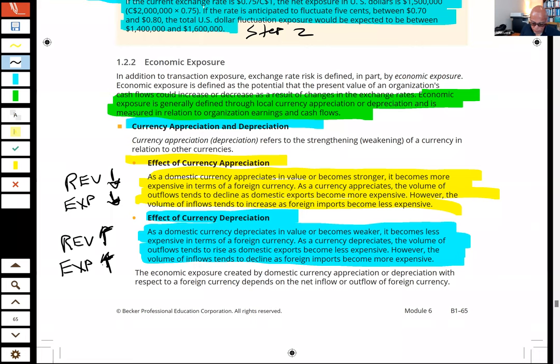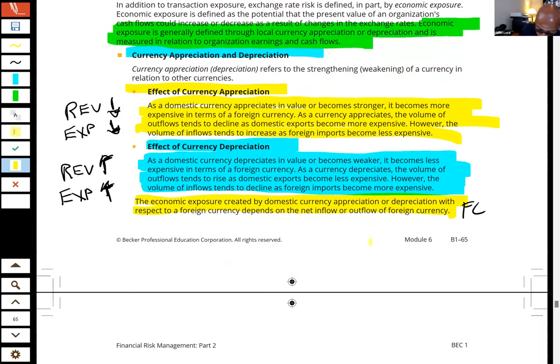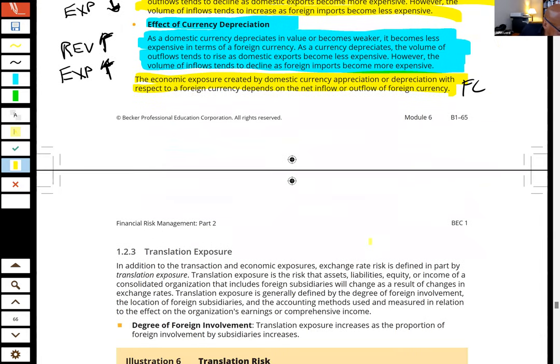Okay. So at the end of the day, the flashcard that I want you to put here is that the economic exposure created by domestic currency appreciation or depreciation with respect to foreign currency depends on the net inflow or outflow of that foreign currency. Okay. All right, good.